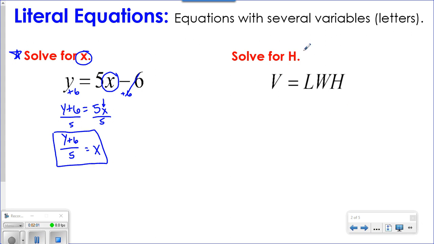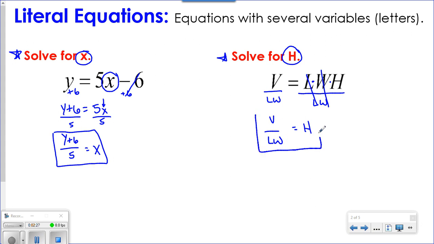If we look at our next one, we're looking to solve for h. So that means I have to get h by itself. This is all multiplication, so I can undo it with division, and I can actually do this one in one step. If I divide both sides by LW, these L's will go to 1, these W's will go to 1, and we're just left with h on the right side of the equal sign. Then we have V over LW on the left-hand side, and that's as far as that can go. I can't simplify those. I can't combine anything, and that's my final answer.